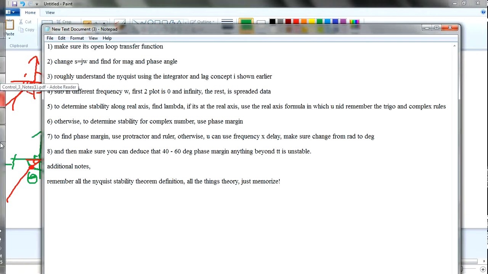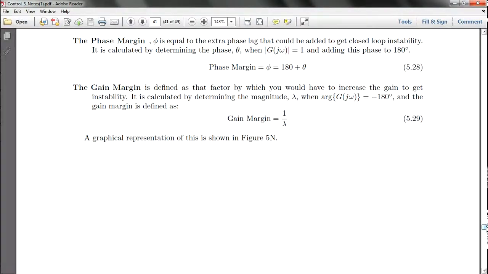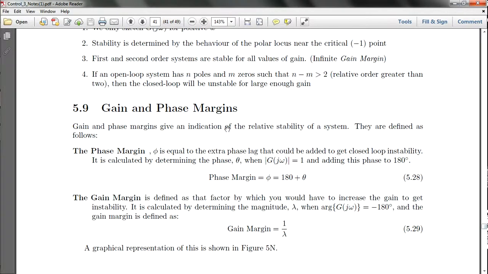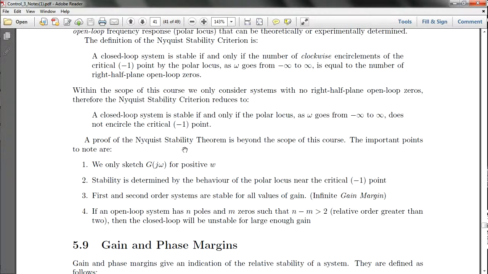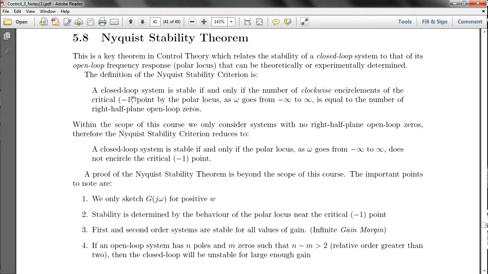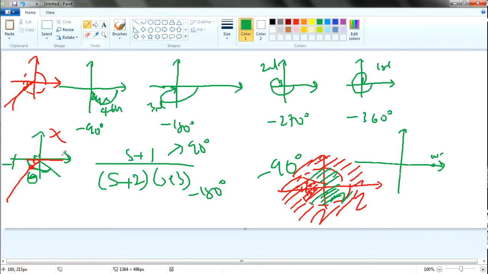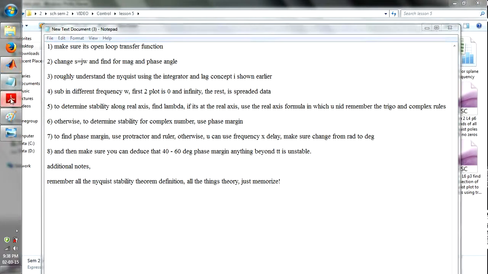Remember all the Nyquist stability theorem definitions: what are the gain margin, phase margin, and the stability criteria, what are we looking for? We're actually not looking for the right half plane zeros, because in our course we didn't plot any zeros or poles in the right half plane. Imagine if you want to plot the poles and zeros, we didn't plot over here, typically we will always plot over here. That's all.